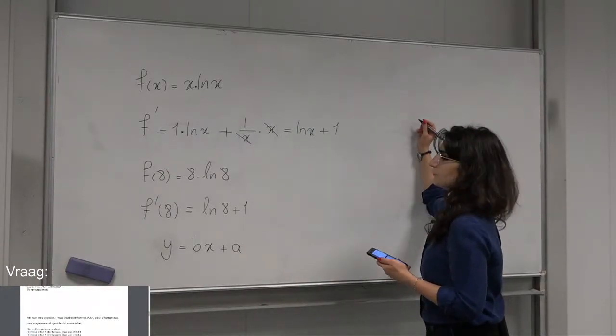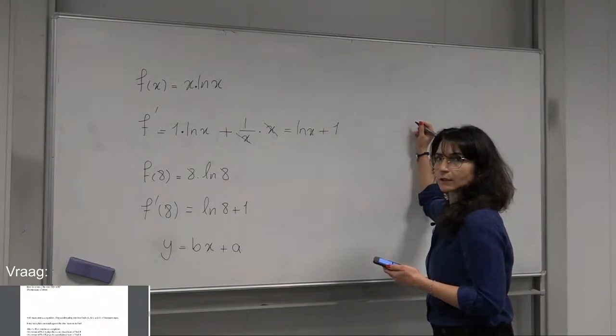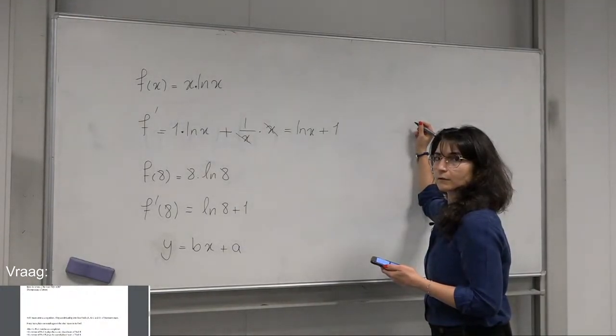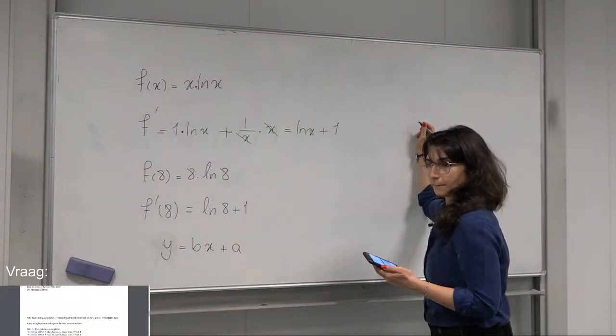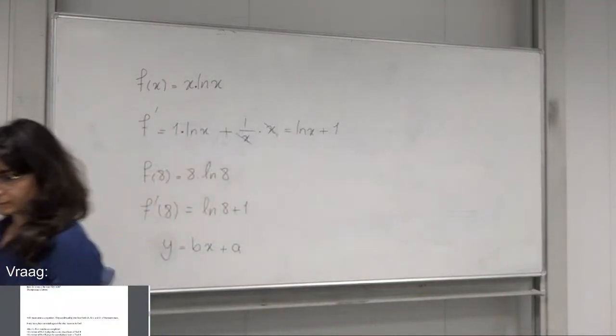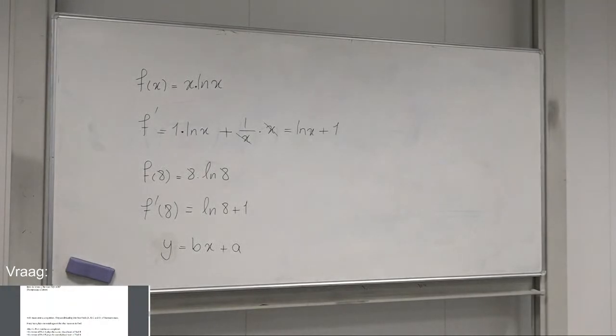Do you remember how we used to write the equation for a line? ax plus b. Yeah, that's what Thunderbird just said in chat. So ax plus b is how you write a line.